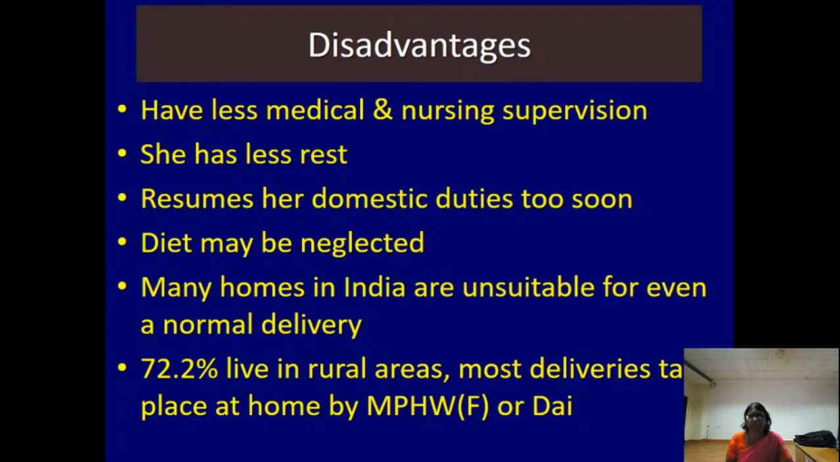Disadvantages: very little medical and nursing supervision, because only the person who conducts the delivery is there at home. She also resumes domestic duties too early, because she is at home immediately after delivery. She starts working and neglects her diet because she is so busy with work. And there are not many houses in our country suitable for normal delivery, because nearly 70% of the people live in rural areas, and most of the deliveries take place at home by a multipurpose health worker or an untrained person, that is the DAI. She is not a skilled birth attendant.